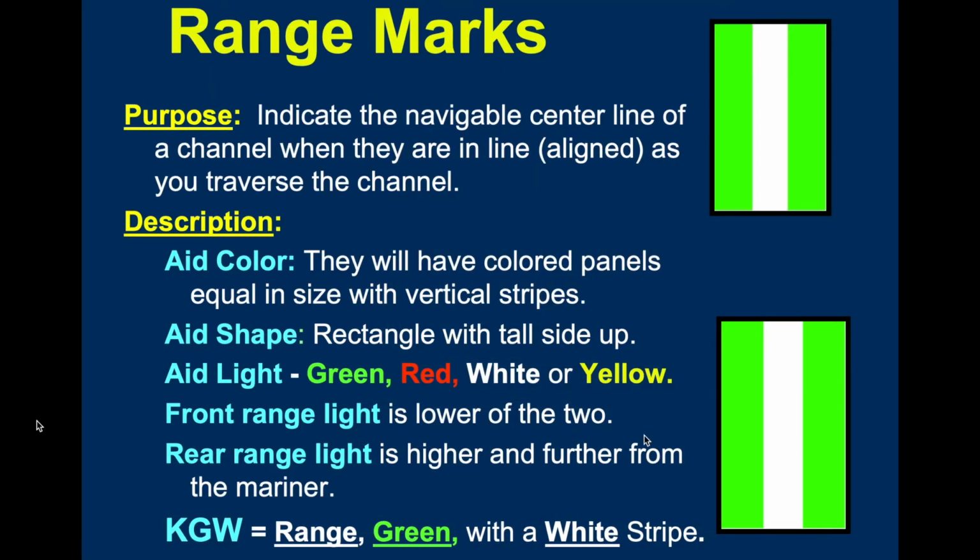Range marks. These help vessels know when they're in the center of a channel, and remember, we line these things up so that they're perfectly in alignment with each other. If they're not in alignment, you chase the lower one. So if the lower one's to the right, you're going to turn your vessel to the right until they line up, and then once they line up, you know you're in the middle of the channel. The front range is always the lower of the two.